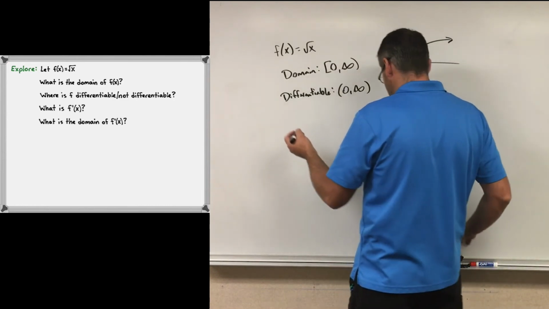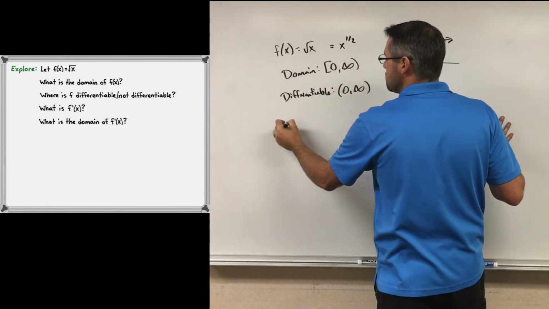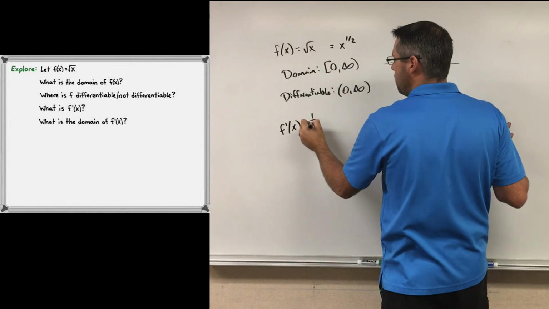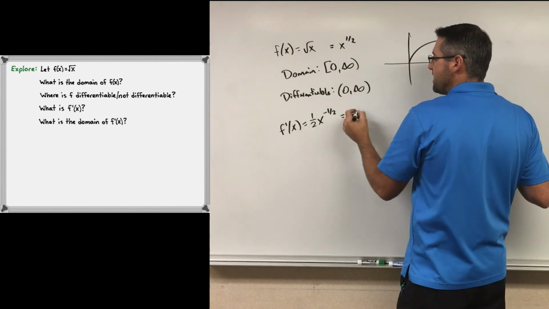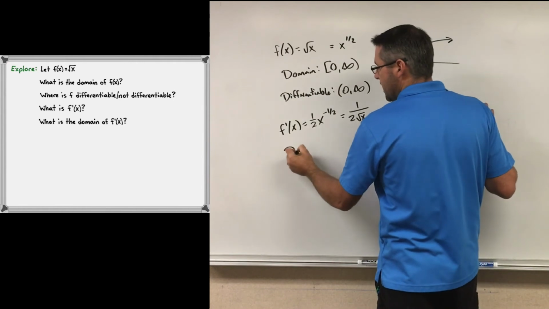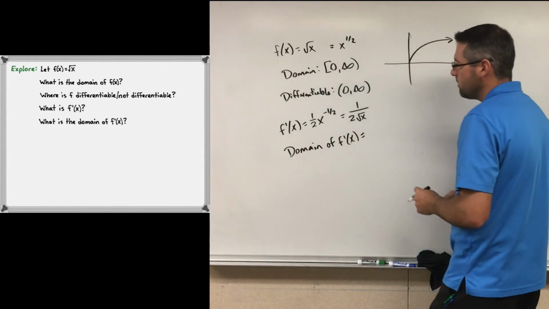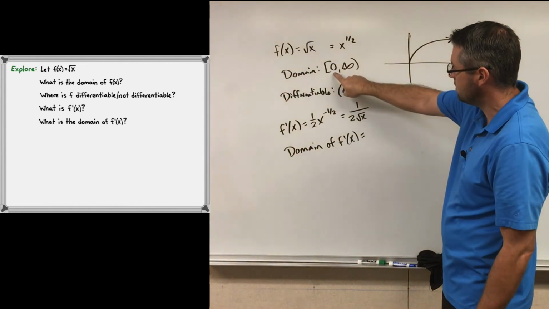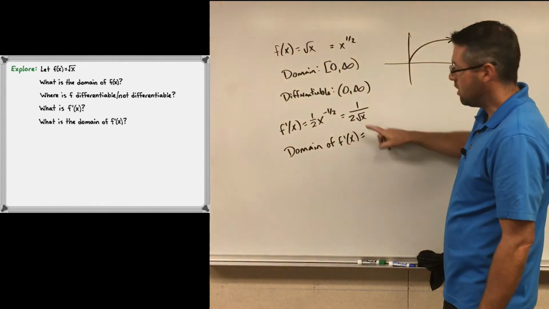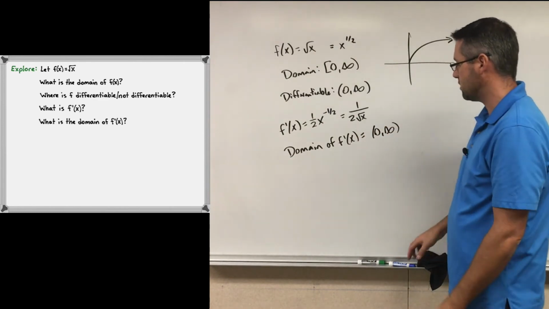Now it says, what is f prime of x? Well, remember, we're going to rewrite this as x to the 1/2 power. So when I take the derivative of this, I end up with 1/2 x to the negative 1/2. If I rewrite that, I end up with 1 over 2 radical x. And then I'm asking here, what is the domain of f prime of x? Some might fall into the category that the domain is all of 0 to infinity. That's not true, because if x is 0, you can't divide by 0 here. So really the domain of this guy is 0 to infinity, not including 0.